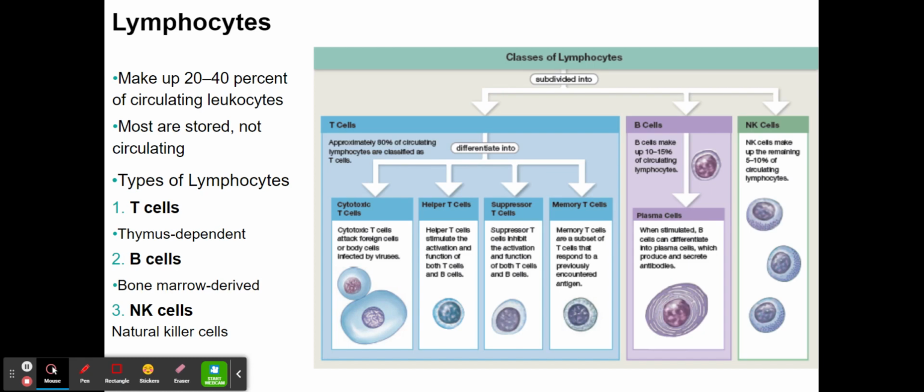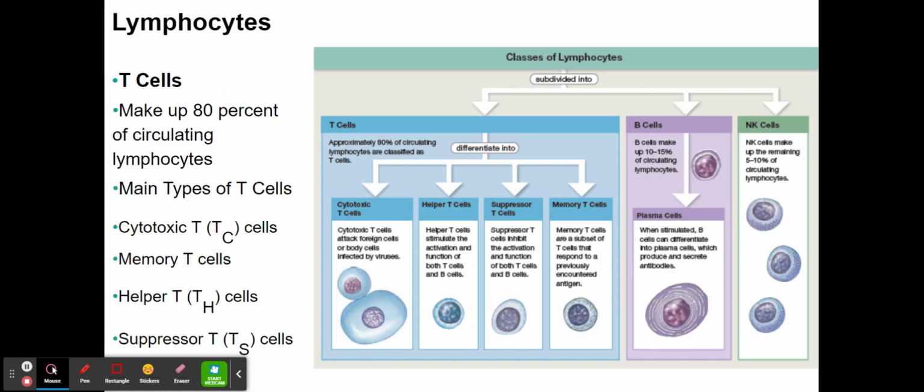There are three classes of lymphocytes that circulate in the blood. You have 1) T cells, 2) B cells, and 3) NK, or the natural killer cells. Each type has distinctive biochemical and functional characteristics. Most lymphocytes are T cells, and the primary types of T cells include the cytotoxic T cells, or the TC cells, the helper T cells, or the TH cells, suppressor T cells, or TS cells, and memory T cells.